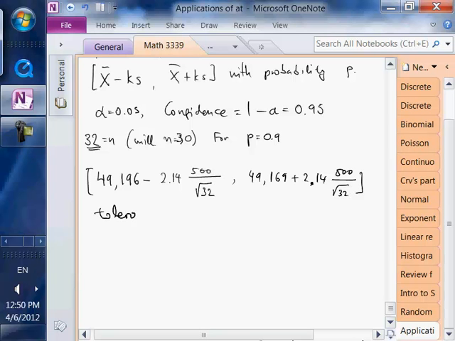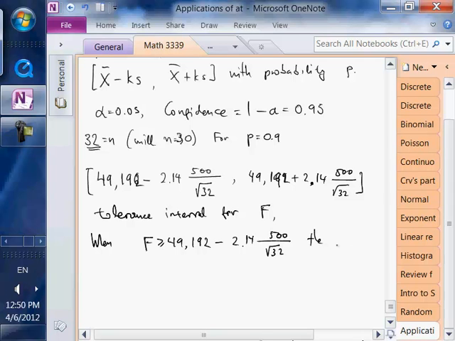So this is a tolerance interval for F. In other words, when F exceeds this value, 192 I think it was, the steel bar will break with probability 90%. But this is exactly the definition, this is exactly the use of the so-called tolerance limits.